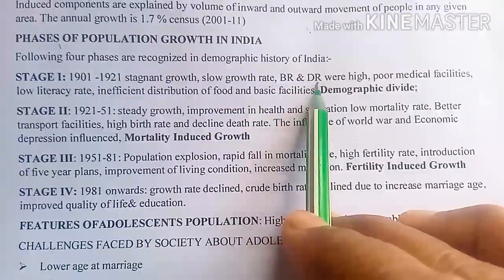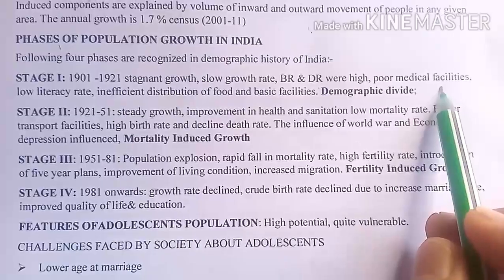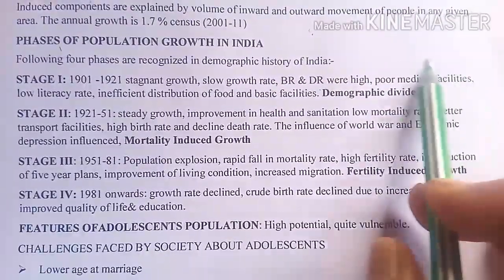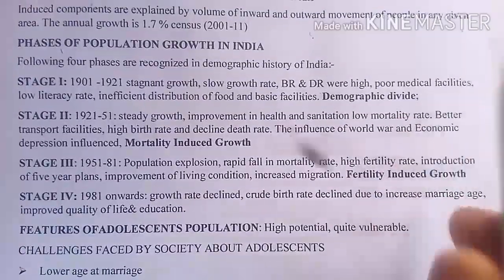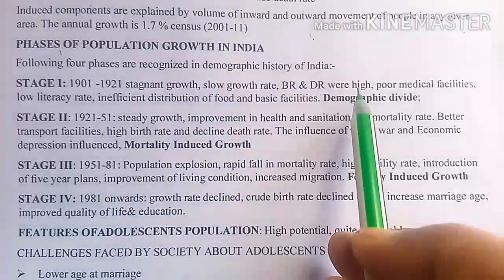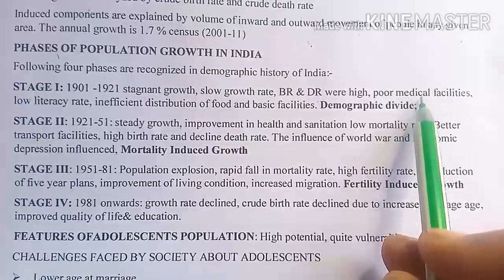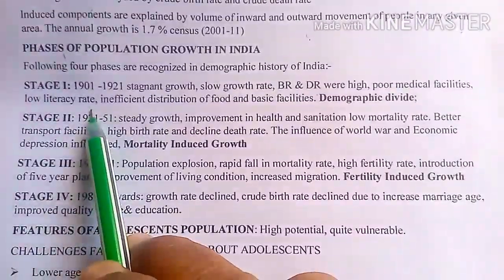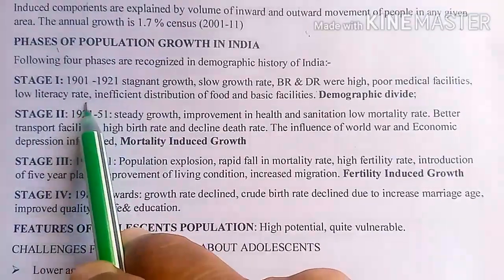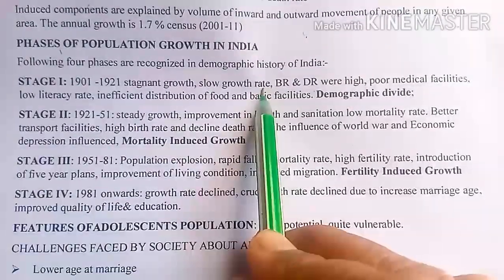Why is this so? Because of the poor medical facilities. At that time, the medical facilities were not in a developed condition. So poor medical facilities is the most crucial reason for the slow growth rate of the population. Low literacy rate is also very important. Low literacy rate is also a reason for the slow growth rate.